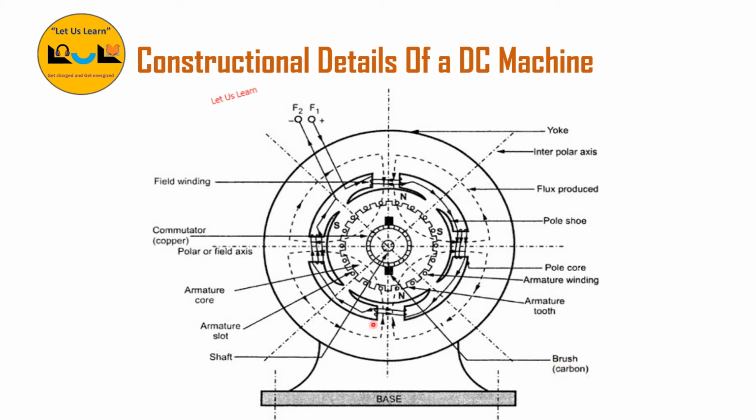And then here we have the shaft. This is called the shaft. The use of the shaft is to couple with any other motor or generator. This is called the base. The use of the base is to mount the generator or motor anywhere else without any vibration or movement. So the base is used to keep the motor in a stable place.